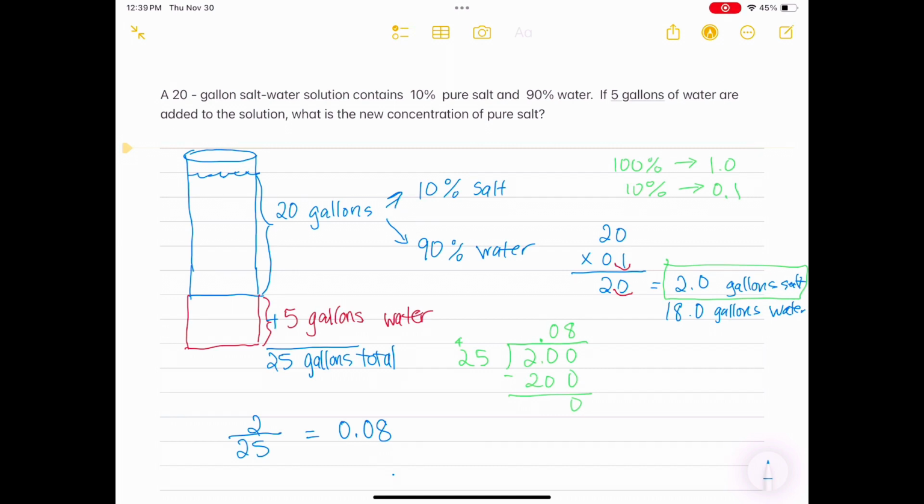Now I need to convert that decimal back into a percent, and I look at my reference on top and I see that to do that I need to move the decimal point 2 places to the right and add a percent sign. So I take the decimal point and move it 2 places to the right to end up with 8, and I add a percent. So the new concentration of pure salt is 8%. And we box our answer.